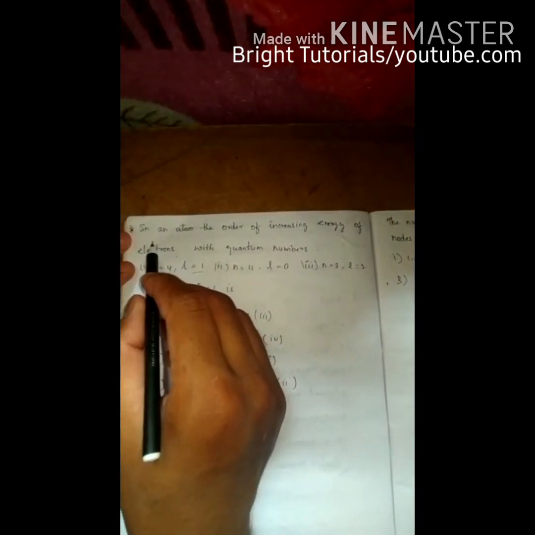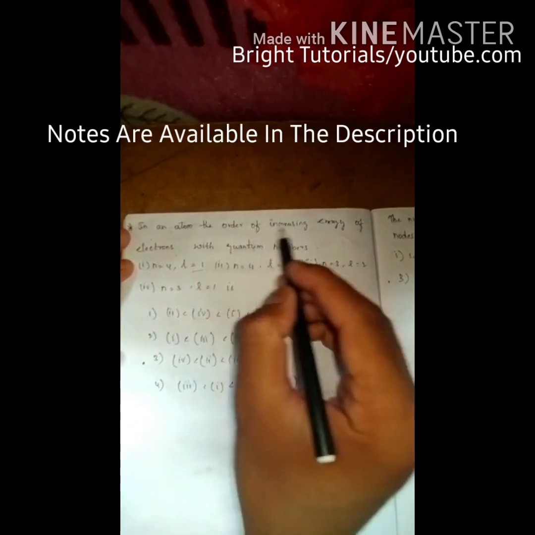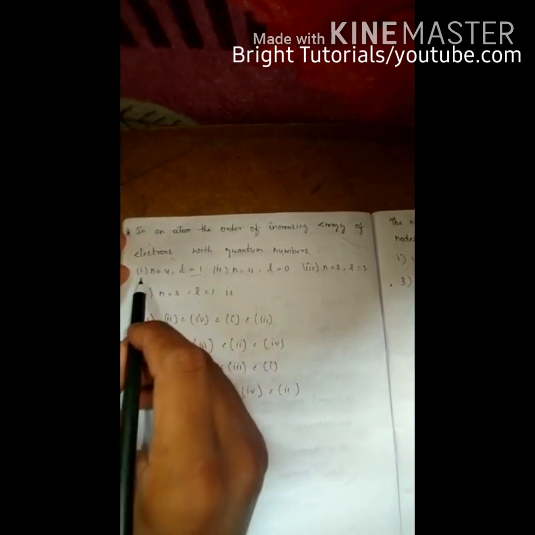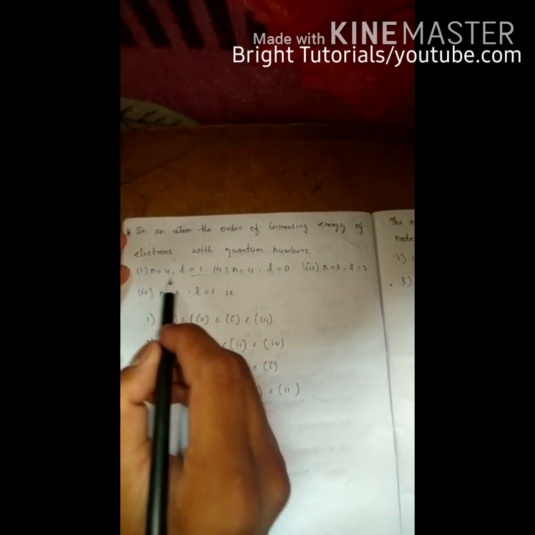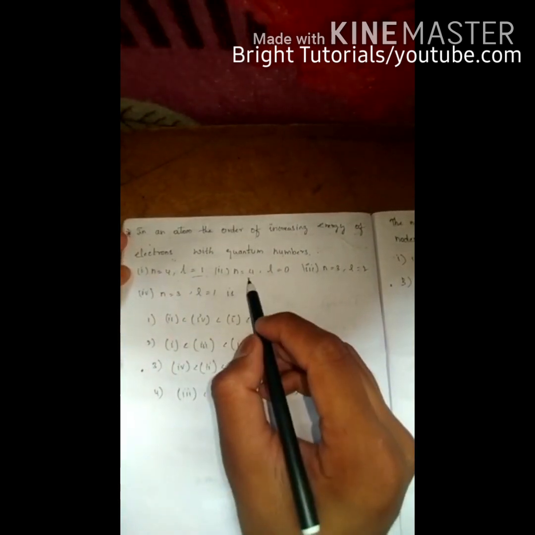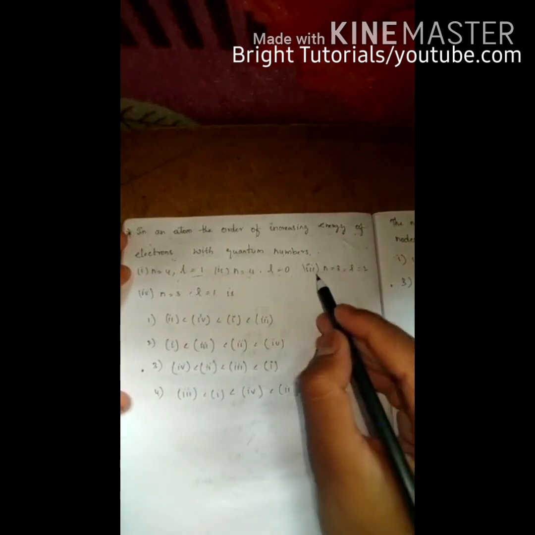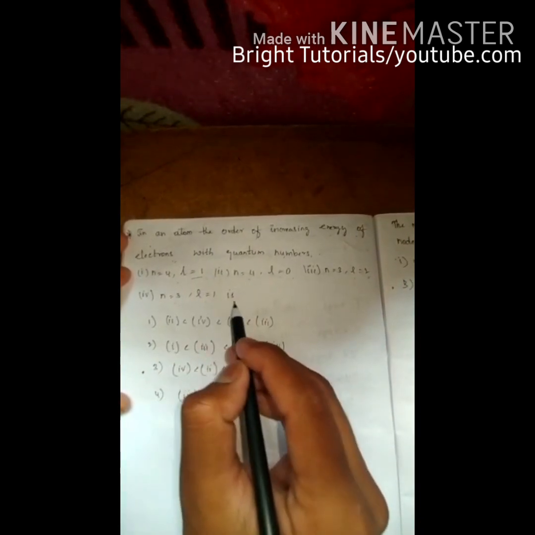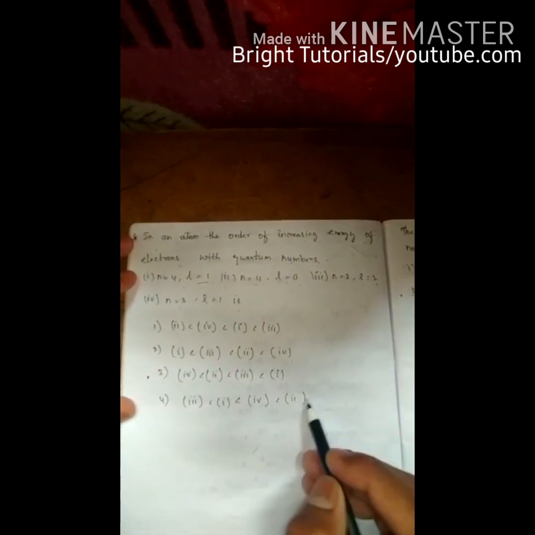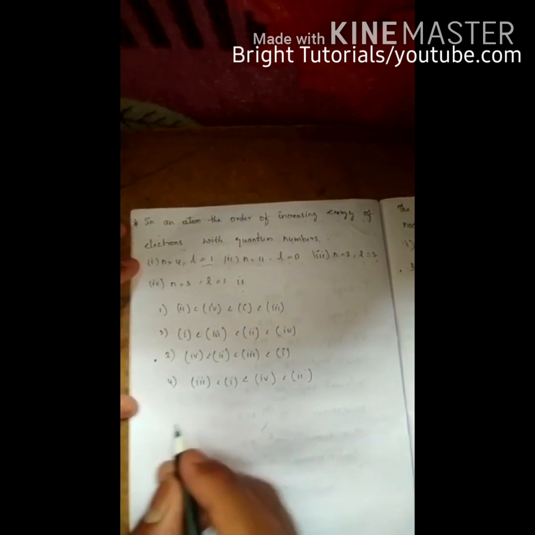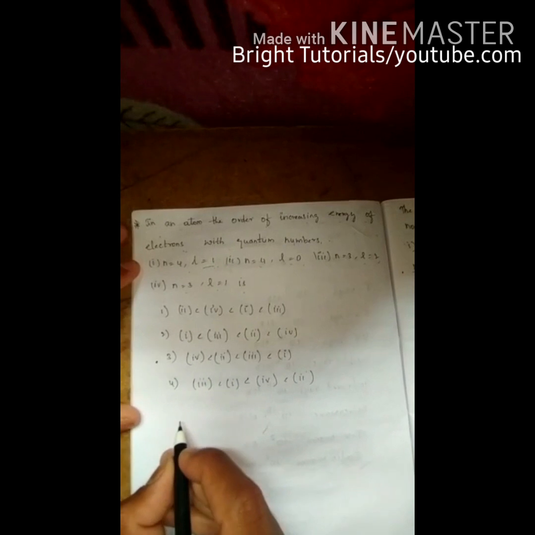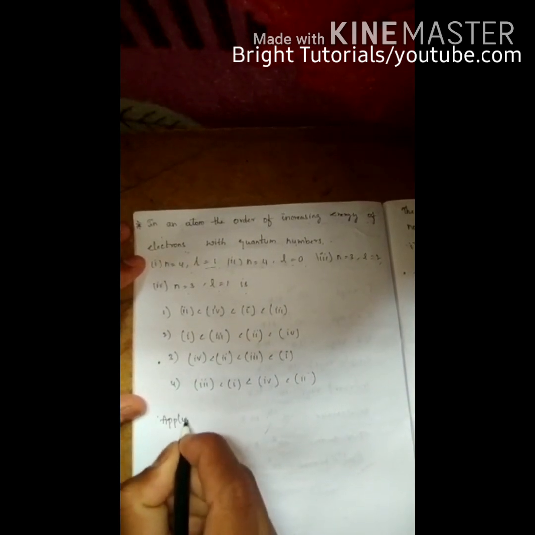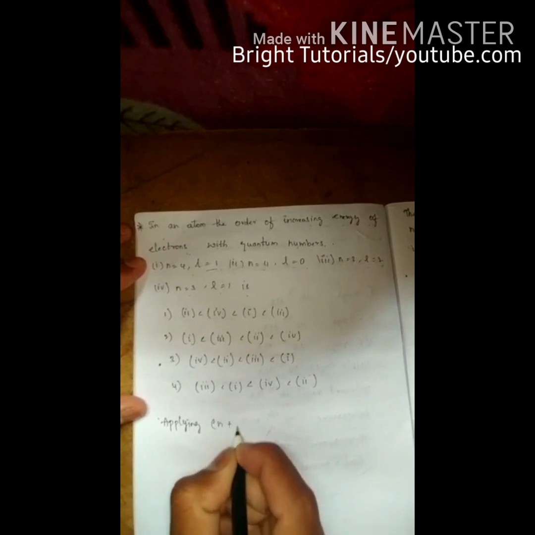Let's go for another question. In an atom, the order of increasing energy of electrons with quantum numbers is. Here you have been given some options. n is equal to 4, l is equal to 1; n is equal to 4, l is equal to 0; n is equal to 3, l is equal to 2; n is equal to 3 and l is equal to 1. And we have to arrange them in order. So we have to apply the n plus l rule here. So let's apply the n plus l rule.